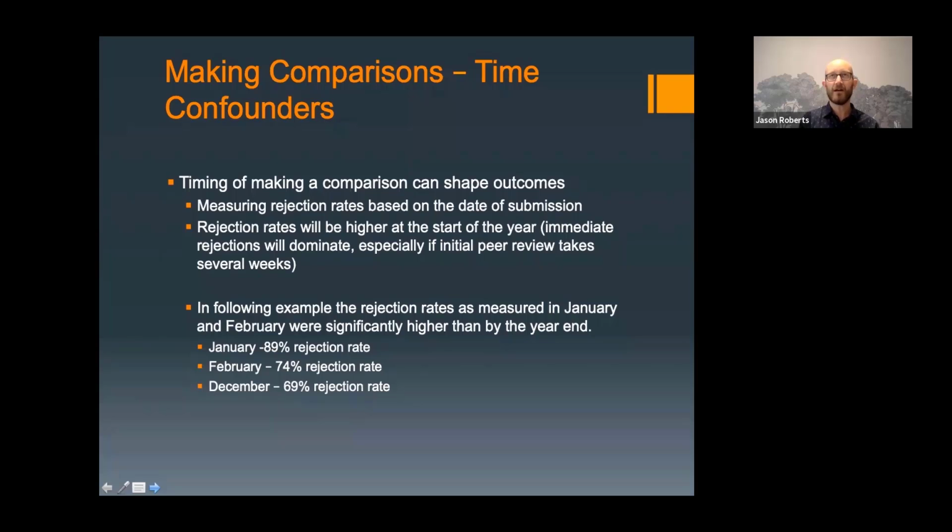So if you say, I'm only going to look at papers that have a decision, well, guess what? It's going to have all those immediate rejections in there. And this is illustrated here. I'm going to show you an example in a moment. But in this particular case, if you just reported at the end of January, what's our rejection rate on 2021 submissions, it was 89%. By February, it's down to 74%. By December of that year, it's down to 69%, which is actually typically, if you look back historically at the journal, where it would sit.